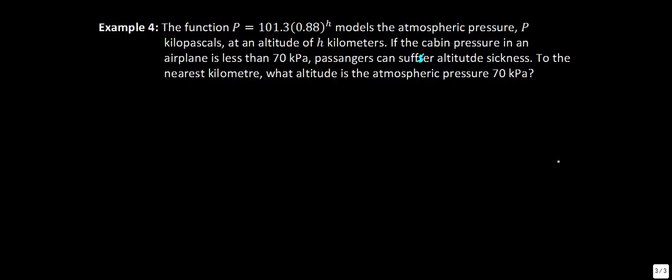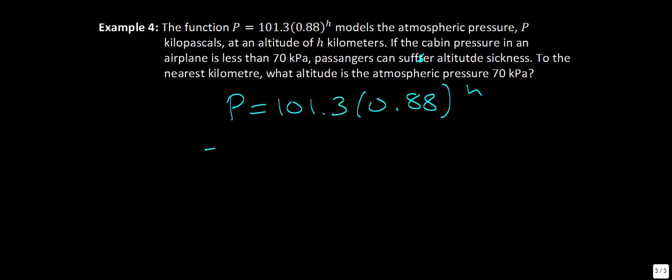So they've given you, fortunately, in this equation, an equation that we can reference. So I'm going to start with that. We have P is equal to 101.3 all multiplied by 0.88, all raised to the power of h, like so. And what it said right here is that we are experiencing an atmospheric pressure of 70 kilopascals. So I'm going to substitute that in for P. So we have 70 is equal to that.